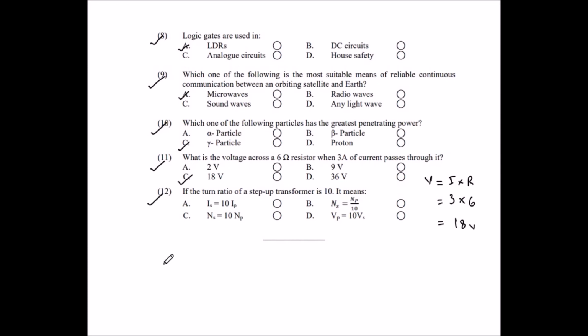Number 12. If the turn ratio of a step-up transformer is 10, it means A, B, C or D. Which one is the right option? Recall step-up transformers are used to increase low AC voltage to high AC voltage. And the turn ratio means NS over NP. NS is the number of turns in the secondary coil, NP is the number of turns in the primary coil, and it is given that this is 10. When you simplify, you get that the number of turns in the secondary coil is equal to 10 times the number of turns in the primary coil. Look at the options. C is the right answer.